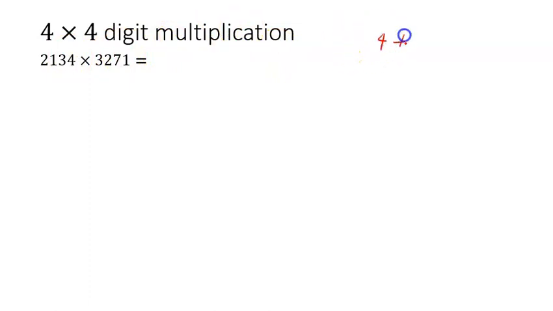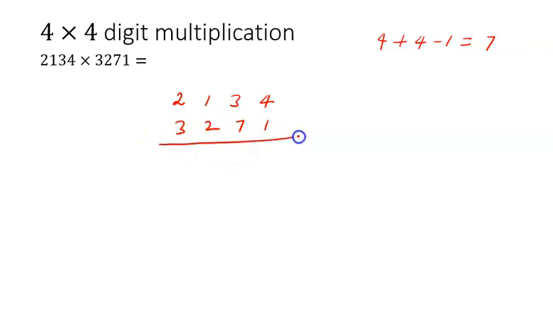And as you can understand, there will be 4 plus 4 minus 1, that is 7 steps involved. So we have 2, 1, 3, 4, and we have the number 3, 2, 7, and 1. And I think you are smart enough to understand the process. So first step is 4 into 1 is 4. Second step, 3 into 1, 3, and 4 into 7. So 4 into 7 is 28, and plus 3. So 28 plus 3 is 31, and 1, and 3 is the carryover term.